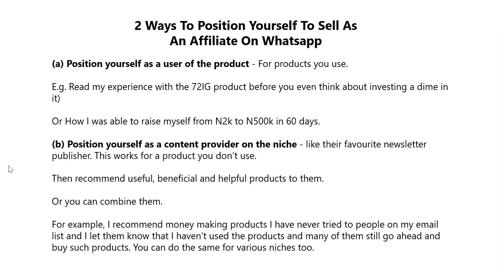And because they see me as an authority, as somebody who publishes information about that topic, when I recommend useful products to them about the same topic, they would trust me, they would be okay with buying the products. And you can also combine both. I'm talking about both type of positioning. This first one, positioning yourself as a user of the product, and then positioning yourself as a content provider. You can combine both. For example, I recommend money-making products I have never tried to people on my email list.